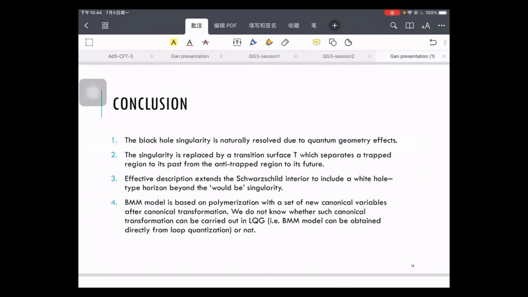But we want to emphasize that this BMM model is based on polymerization with a set of new canonical variables after a canonical transformation. We do not know whether such a canonical transformation can be carried out in LQG or not.